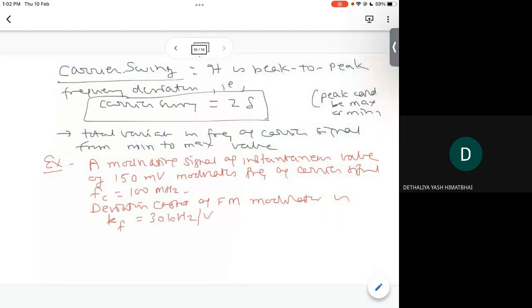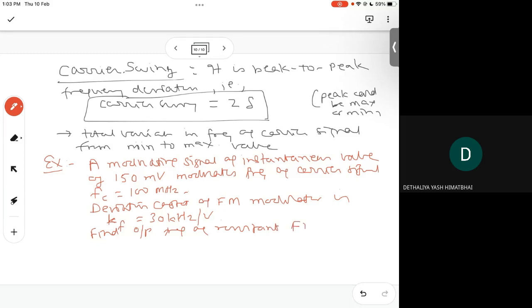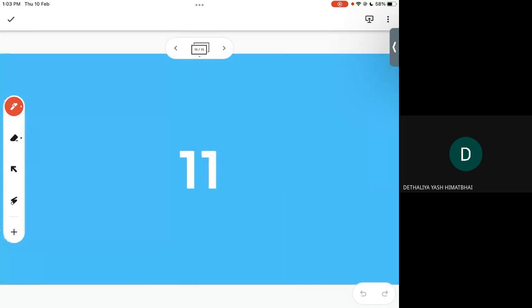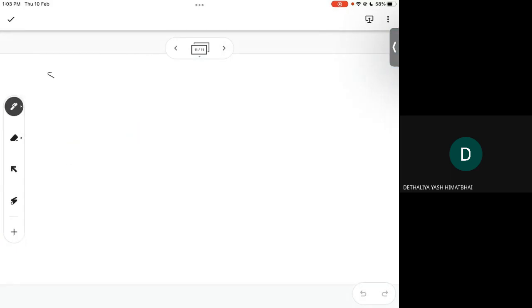Okay. So now we have to find the output frequency of the resultant FM wave. So the question is, I put it here: we have to find the output frequency of the resultant FM wave. So how to solve this problem? We go to the next slide to solve this.